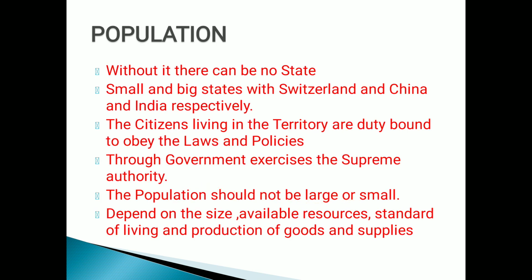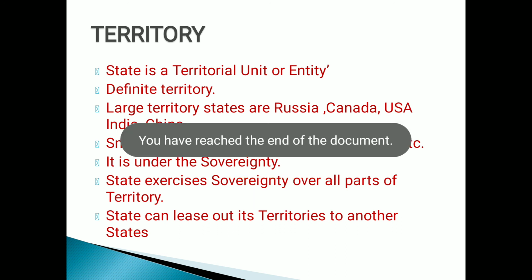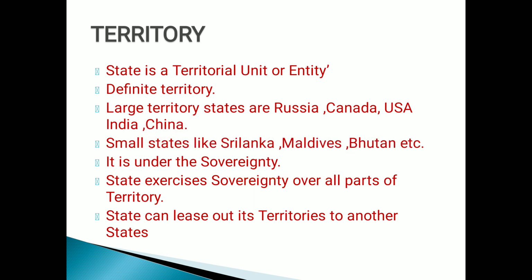Then we have the population. Without it there can be no state. Everyone knows a small and big state, with Switzerland, China, and India respectively. Then we have the territory. The state is a territorial unity. Small states are Sri Lanka, Maldives, Bhutan. It is under sovereignty. That means the territory should be a fixed territory, and is an essential element of the state. Clear, everyone? Definite territory is its essential component. A state cannot exist in the air or at sea. Clear, children? So now I hope you have understood what it is all about.